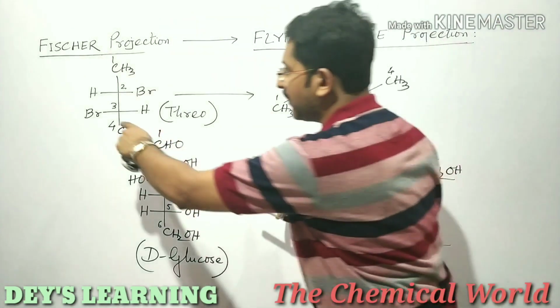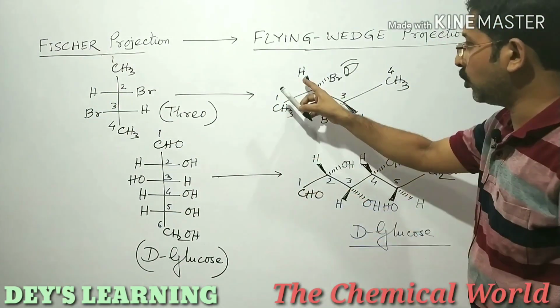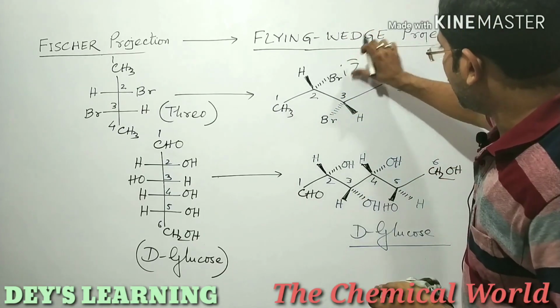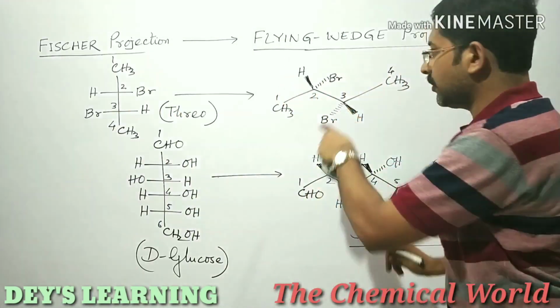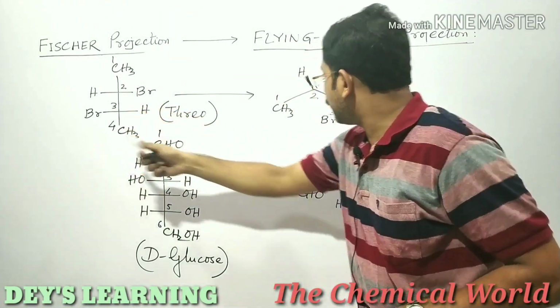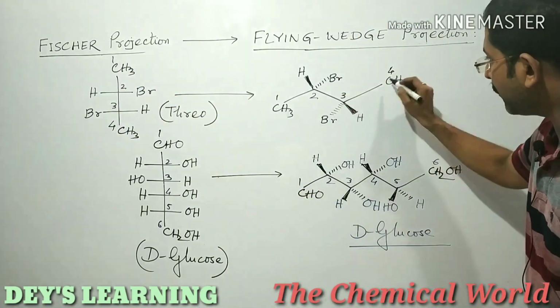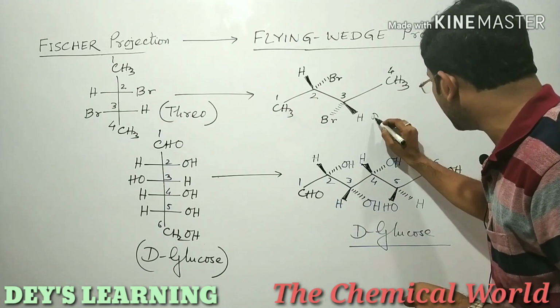So the group at the left will appear in the frontal bond. So hydrogen will go up and bromine will go at the back side. Again, look at here, this is your carbon number 3. 2, 3 and 4 are in the vertical line in the Fischer projection, but here 2, 3 and 4 are in different lines. So this is your point of view.